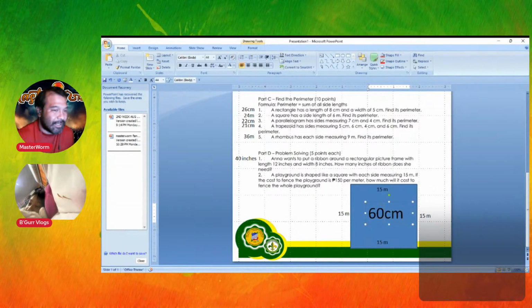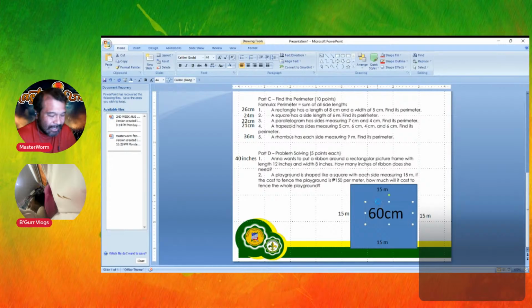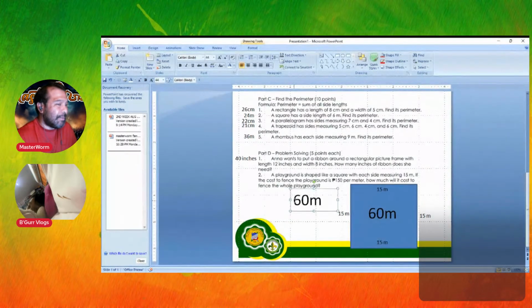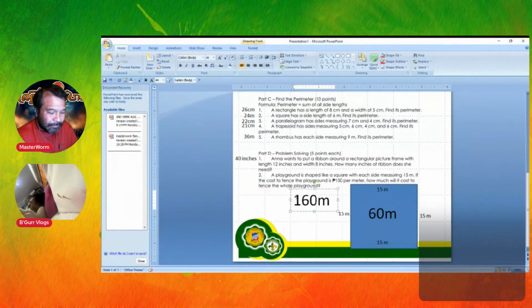Okay. I hope you understand this. Here it says, a playground. If the cost to fence the playground is 150 pesos per meter, how much will it cost to fence the whole playground? So the answer here is already 60 because you have to solve it. 60 meters. And then it says here 150 per meter. So all you have to do is just multiply. 150 pesos times 60.